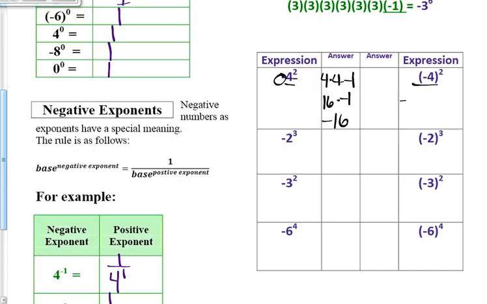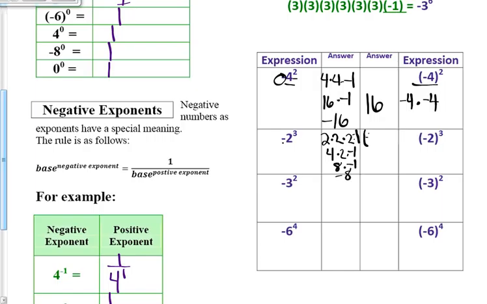Over here, though, negative 4 is going to be multiplied twice. So negative 4 times negative 4. 2 negatives make a positive when multiplying integers. Over here, we're going to have 2 times 2 times 2 times our negative 1, because that negative's outside. So 2 times 2 is 4, times 2, times negative 1. 8 times negative 1 is going to be negative 8.